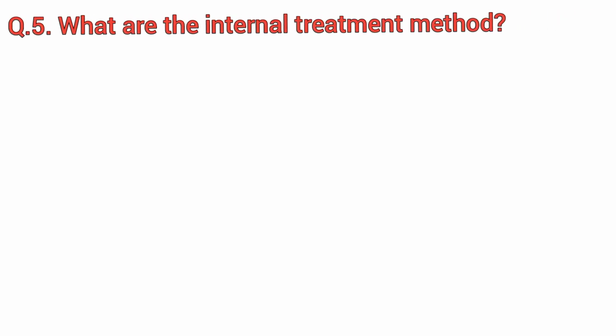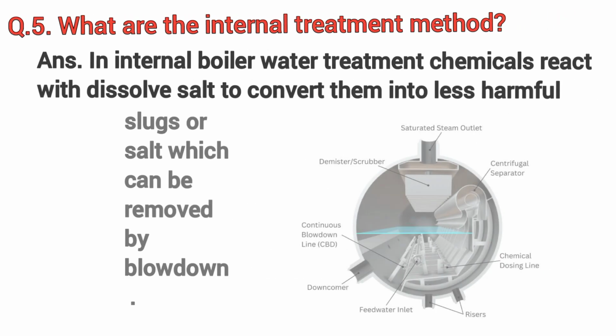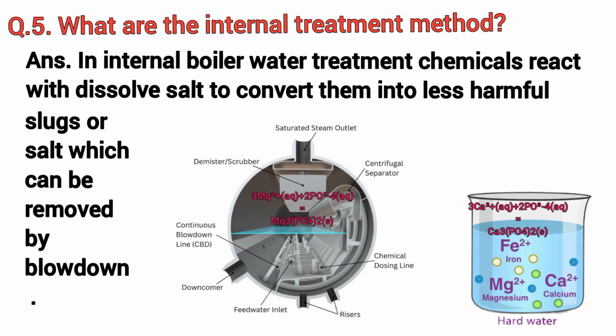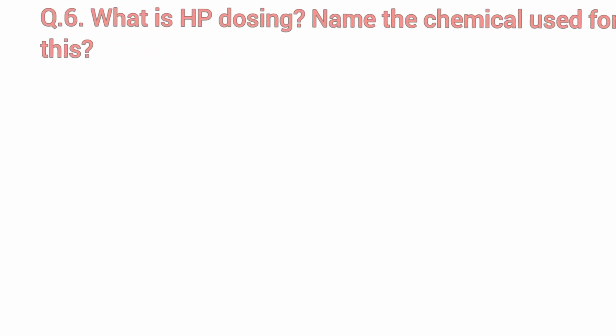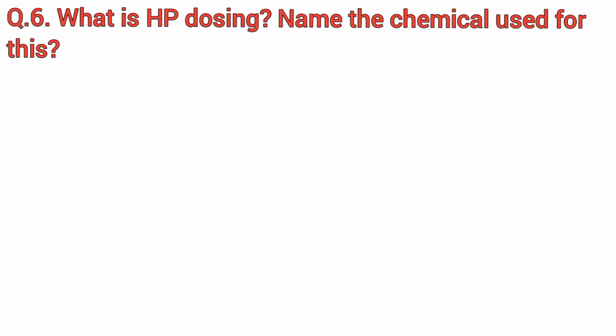What are the internal treatment methods? In internal boiler water treatment, chemicals react with dissolved salts to convert them into less harmful sludge or salts, which can be removed by blowdown. What is HP dosing? Name the chemical used for this.